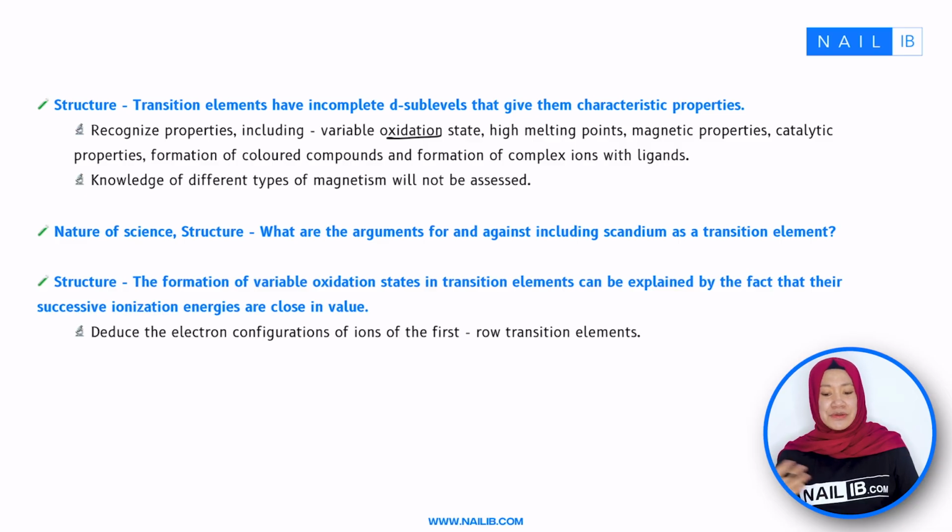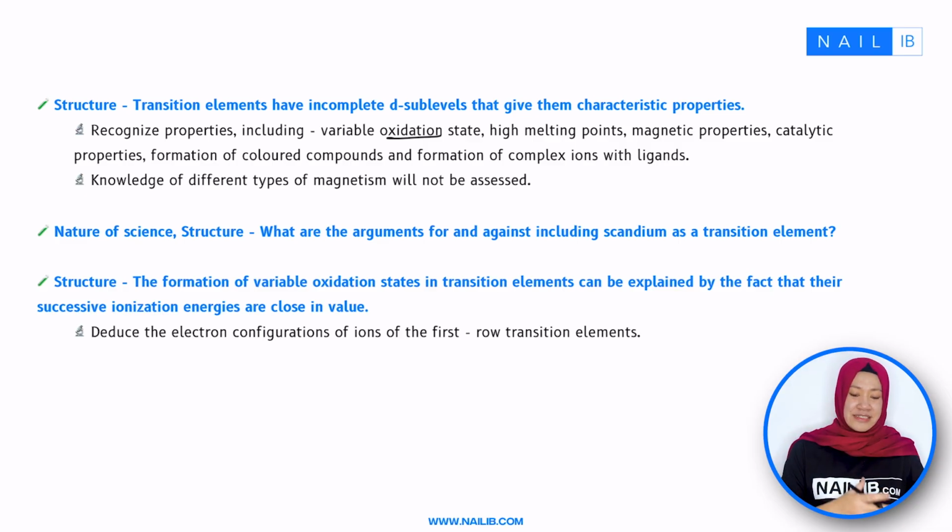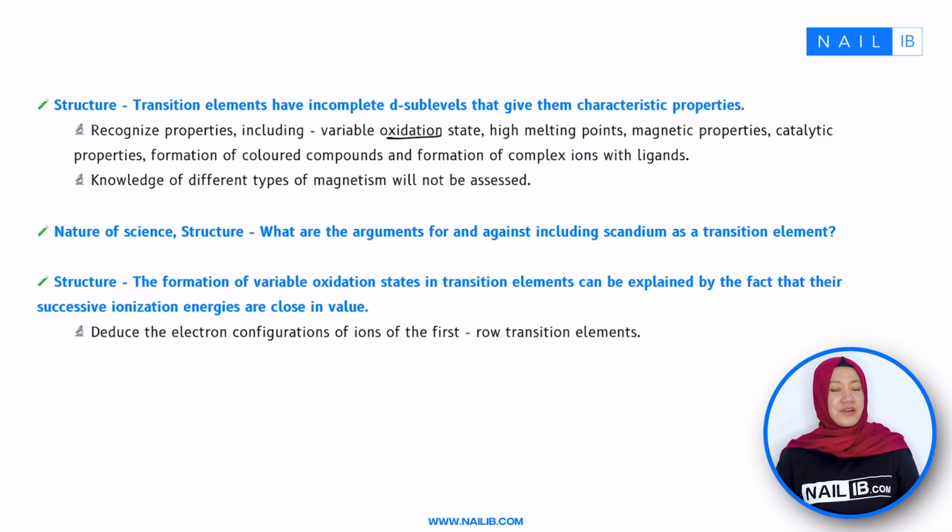So it's easier to remove more electrons, not like the second ionization of potassium, or third ionization of potassium. I will explain this later using a graph. And high melting point, because it has a strong metallic bond, so you need more energy to break the lattice structure. So the melting points are high for the transition elements.